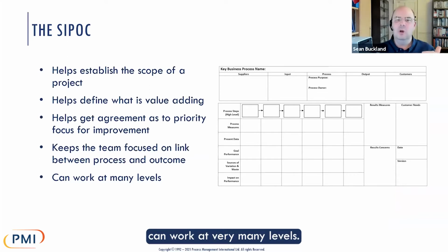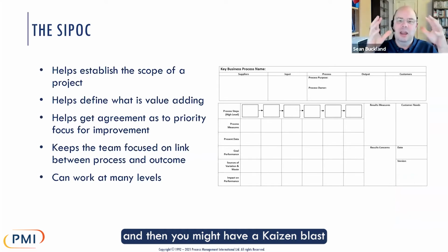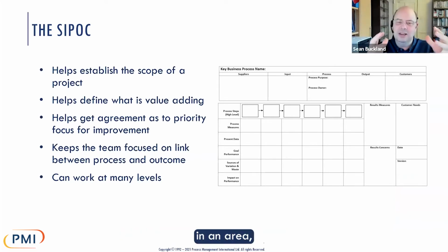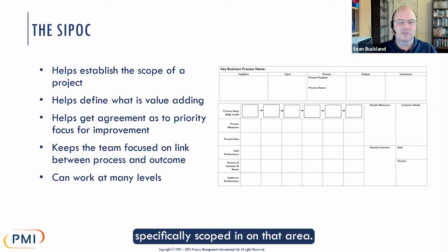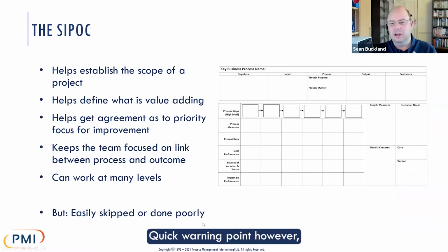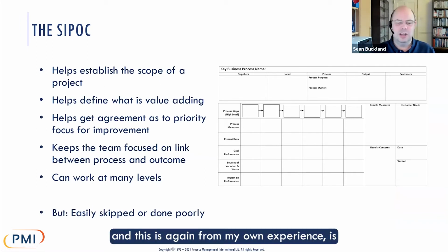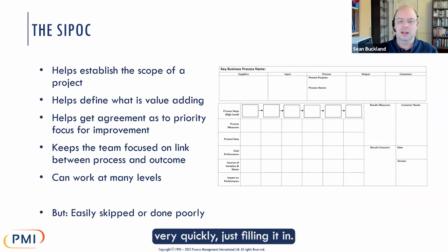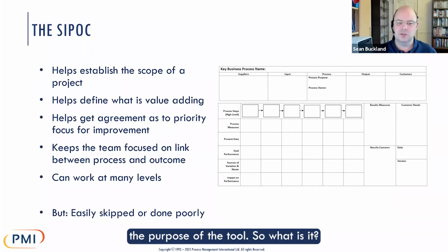And the nice thing is it can work at very many levels. So you might have one that sits at the whole value stream level, and then you might have a Kaizen blast in an area where you build another one specifically scoped in on that area, and potentially even a very detailed one for one particular team maybe. So it can cascade, which is very useful. Quick warning point, however, and this is again from my own experience: I have been guilty of not doing it or doing it very quickly, just filling it in, and neither of those achieve the purpose of the tool.